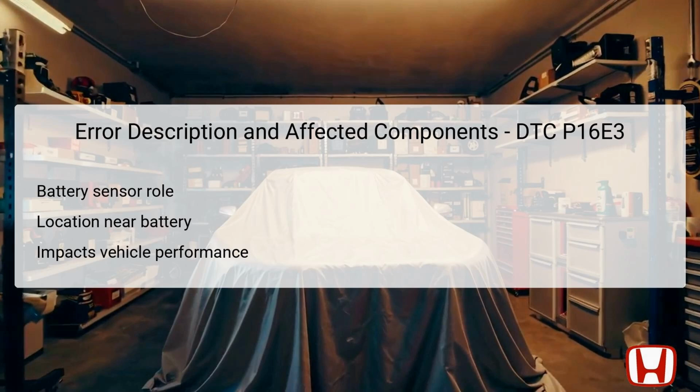If the ECU receives incorrect information from the sensor due to a communication error, it could potentially lead to poor performance or even battery failure. This reinforces the importance of maintaining proper communication between the battery sensor and the ECU.